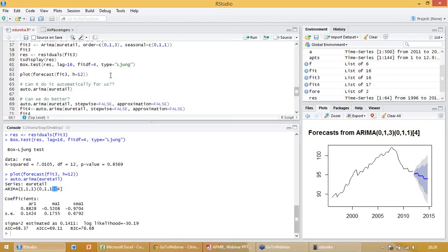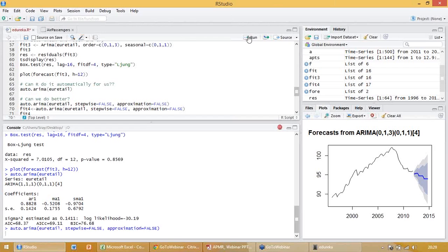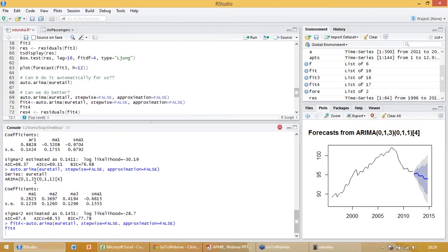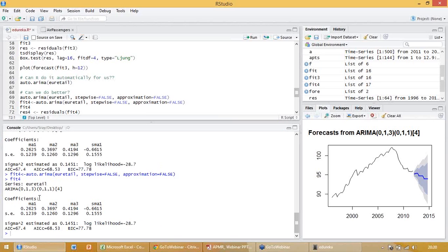However, this is based on average. It's approximate, it's not accurate. So what I do is I say, okay, don't give me this model, give me the best model. So I set approximation off and stepwise off. Now I see this. See, now it matches my prediction, or basically my analysis.